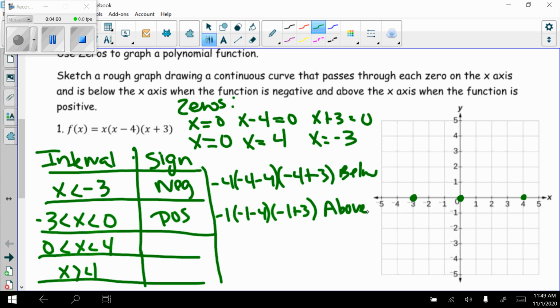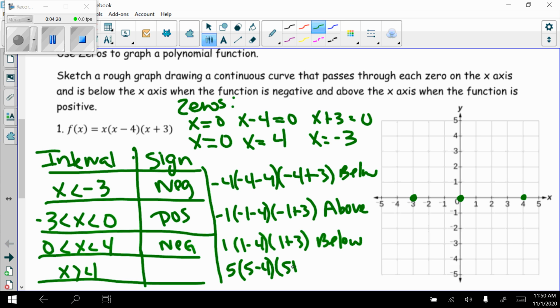Now pick a number between 0 and 4. I'm just going to pick positive 1, so I get 1 times 1 minus 4 times 1 plus 3. So this is positive, negative, so I'm at negative, positive. So negative and a positive give me a negative. So again, I'm back below the x-axis. And finally, a number bigger than 4, so I'll plug in 5. So 5, 5 minus 4, 5 plus 3. All of these are going to be positive numbers. So this is positive. We are back above the x-axis.